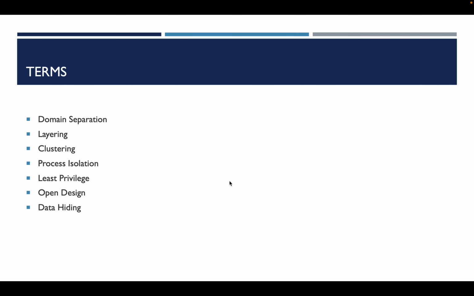Next, we'll also talk about domain separation. This allows you to separate data, processes, and administrative tasks into logical groupings called domains. You can then control several aspects of this separation, including which users can see and access data.